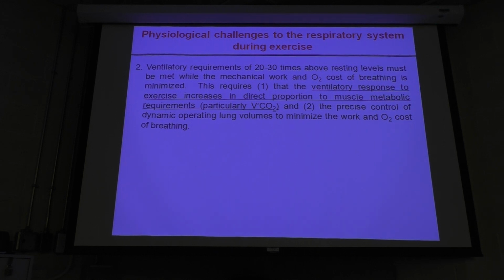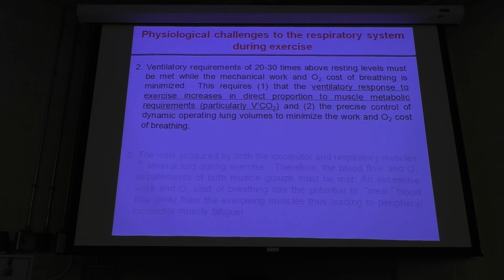And the second component is that we really have to be precise about the way that we control our operating lung volume. So from the previous lecture, it's those end expiratory and end inspiratory lung volumes, and the difference between the two that dictates our tidal volume. Right? So it's the end inspiratory and end expiratory lung volume that really dictates where we're breathing in relation to total lung capacity and residual volume.